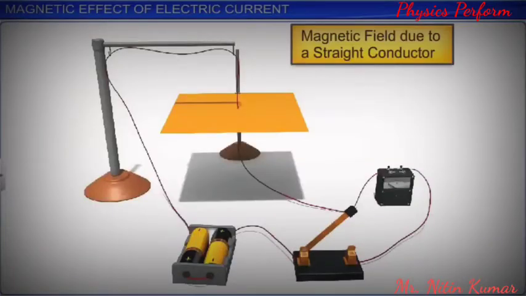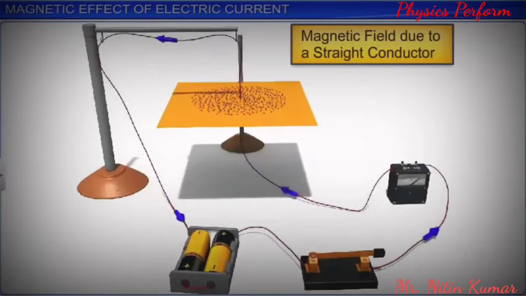The magnetic field due to a straight current-carrying conductor could be found by placing a cardboard in a horizontal position and passing the conductor through a hole at its center, such that the length of the wire is perpendicular to the plane of the cardboard. Some iron filings were sprinkled on the cardboard.